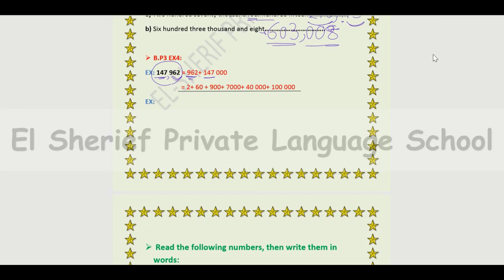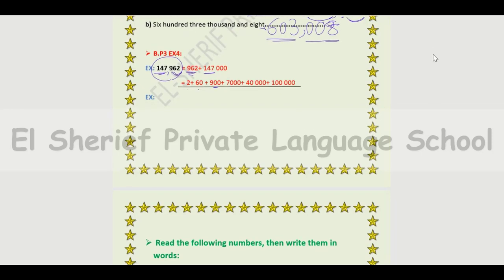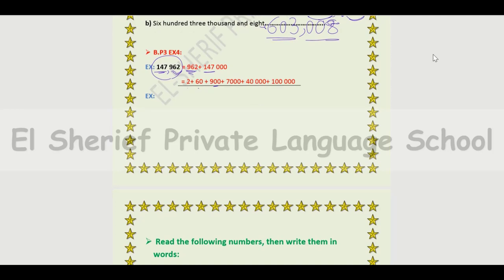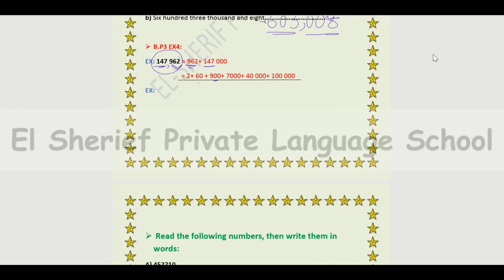Here we have 6 spaces, and he starts with units. 2 in units equals 2, and 6 in tens equals 60, and 9 in hundreds equals 900. We put the digit in its value. 7 in thousands equals 7,000 with its zeros, and 4 in 10,000 equals 40,000, and 1 in 100,000 equals 100,000. We should note that our student book starts units from the left side, but we have to start from the right side.